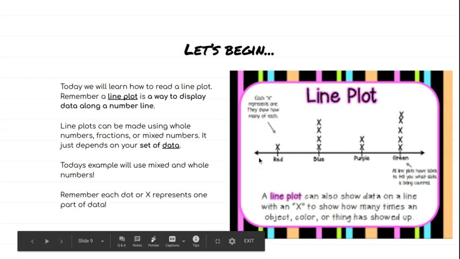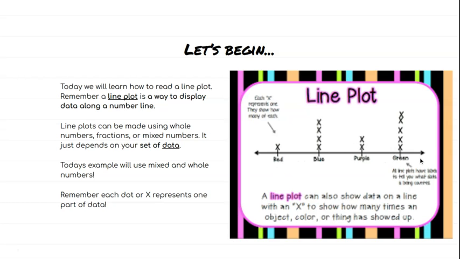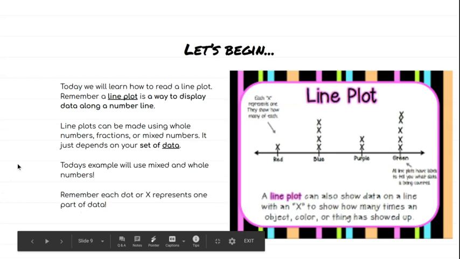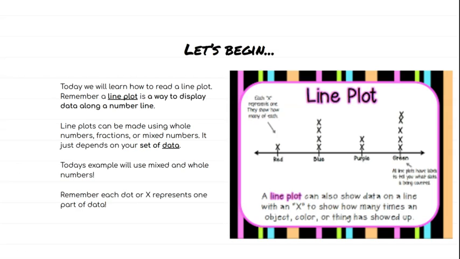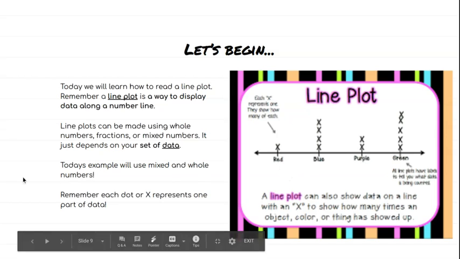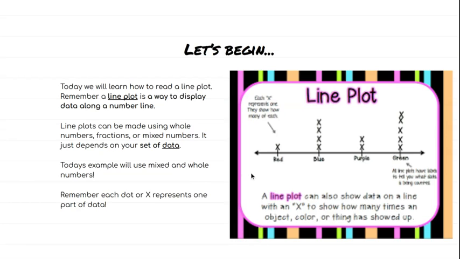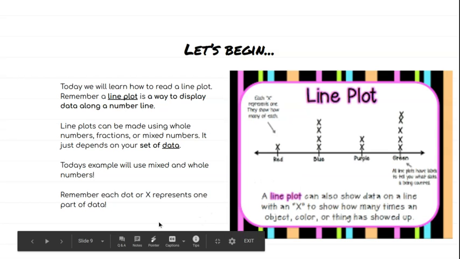Okay, look at your number line. This is what it looks like, and this is the data or information on the line plot. Line plots can be made using whole numbers. You can use fractions on a line plot. You can use mixed numbers. It just depends on your set of data. The information is also called a set. So you can have a set or just a bunch of data. Today's example, we're going to be using mixed numbers and whole numbers, okay? And I'll show you what that looks like.